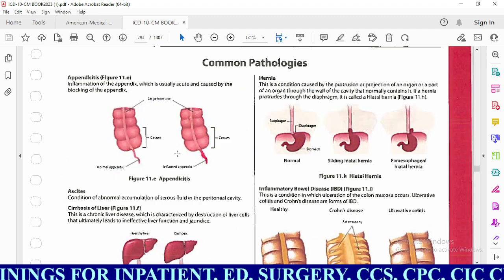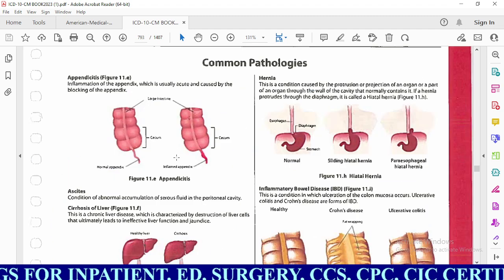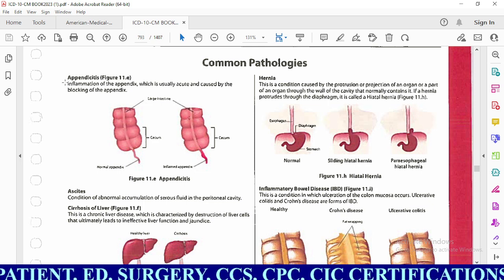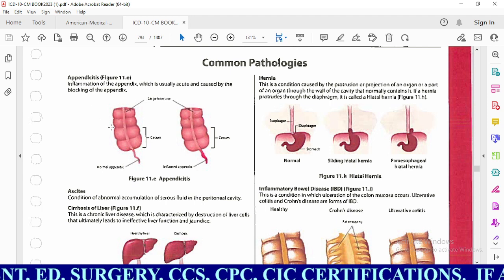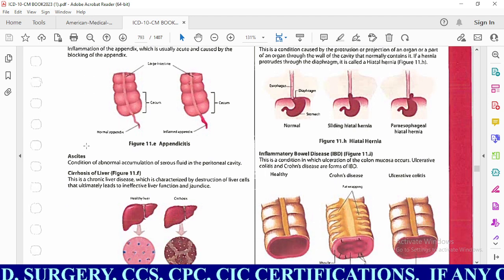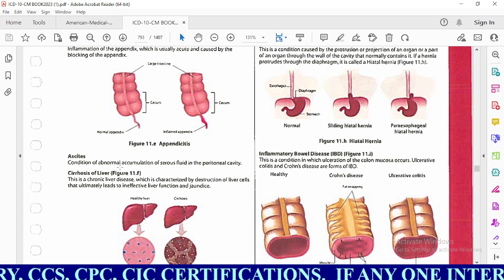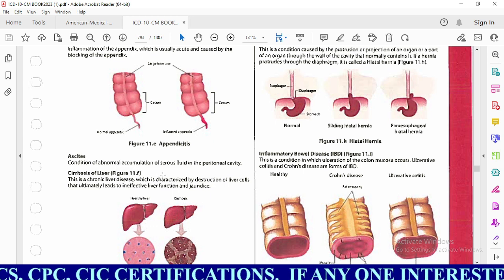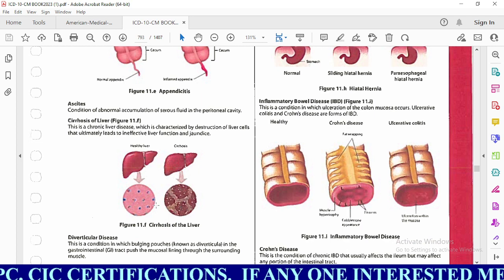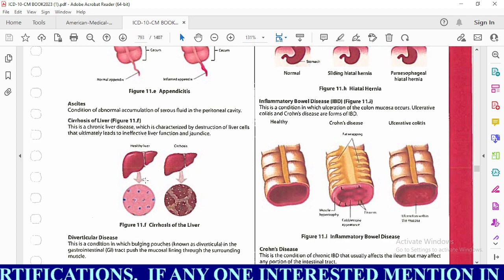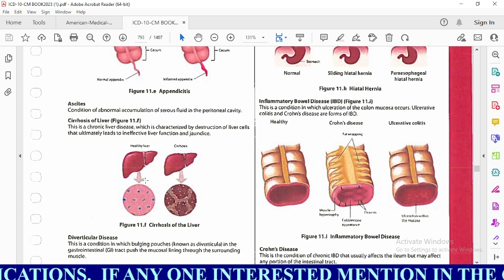So what are the common pathologies in the digestive system? Here we have one, appendicitis. Basically, appendicitis means inflammation of the appendix. Here we have ascites, which is the formation or accumulation of fluid in the peritoneal cavity. And one more is cirrhosis of the liver, which is one of the most common chronic diseases of the liver.